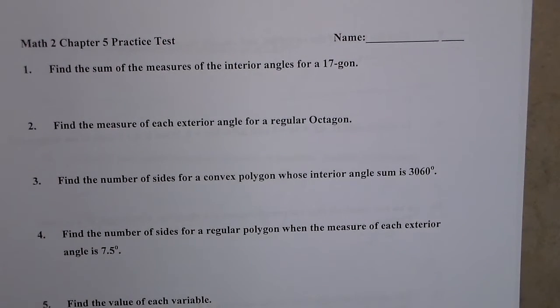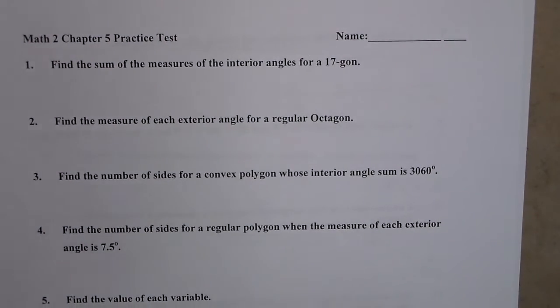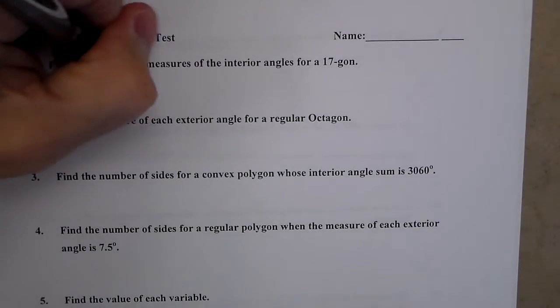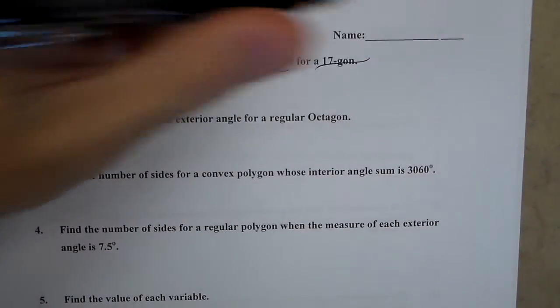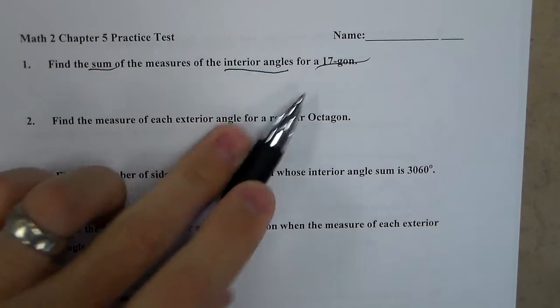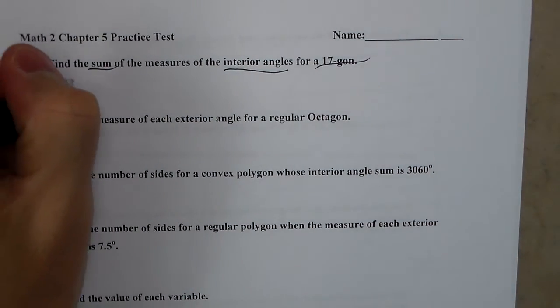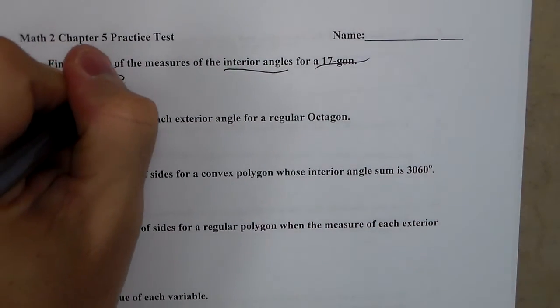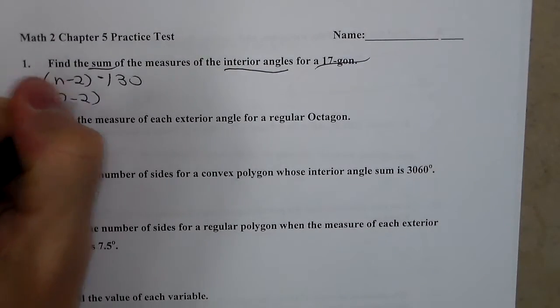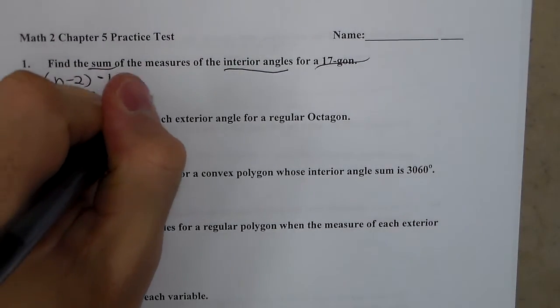Looking at the Math 2 Chapter 5 practice test. We start with our first problem. Find the sum of the measures of the interior angles of a 17-gon. So we want the total for the interior. Our rule is n minus 2 times 180. We go 17 minus 2 times 180.